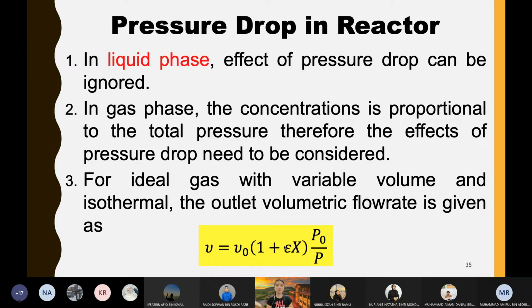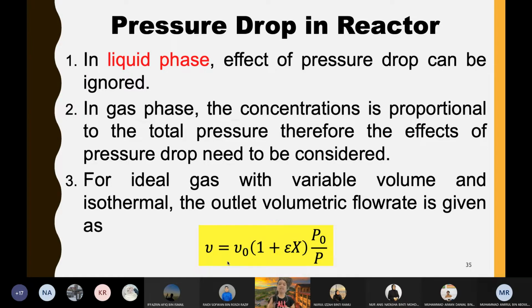But the unfortunate part is, for gas, this is no longer applicable, because remember I taught you in chapter 3. For gas phase you must know the outlet, whereas for liquid the outlet volumetric flow rate equals the inlet volumetric flow rate. That is why our formula does not change at all, because the inlet and outlet volumetric flow rate for liquid stays the same regardless of pressure change. But for the gas phase it is not so, because the outlet volumetric flow rate equals the inlet volumetric flow rate times (1 plus epsilon X), which we have learned all along.